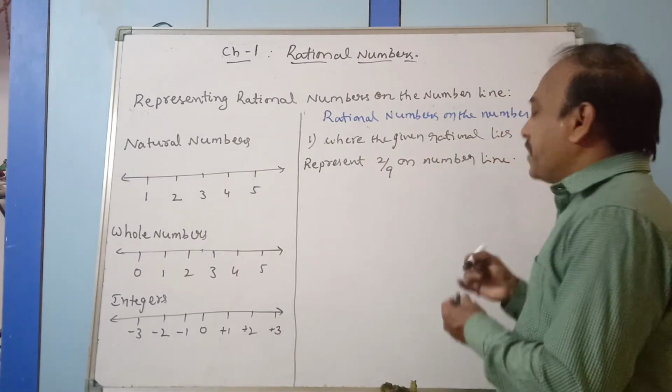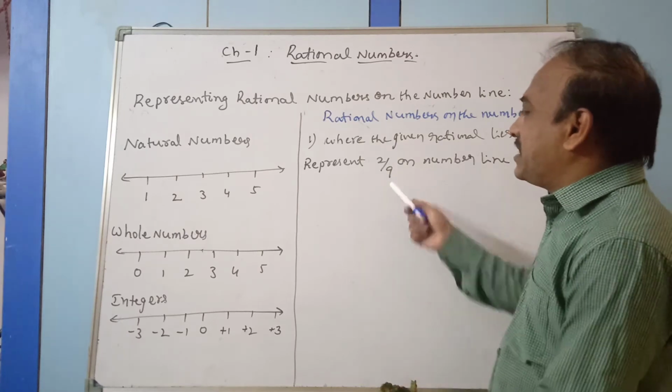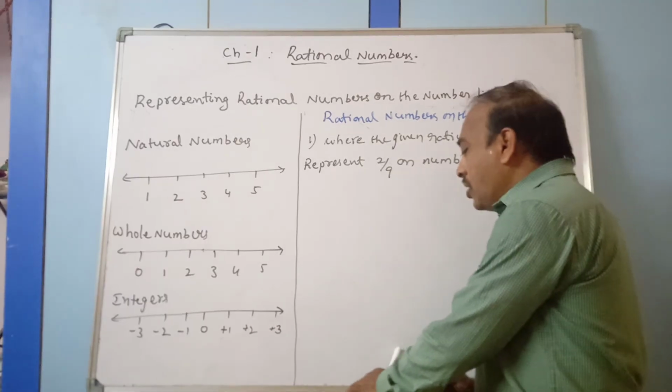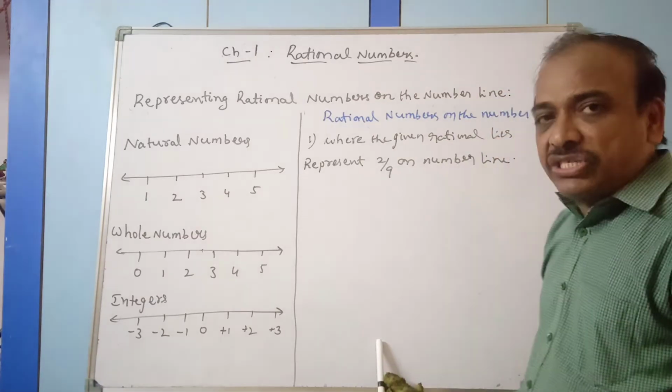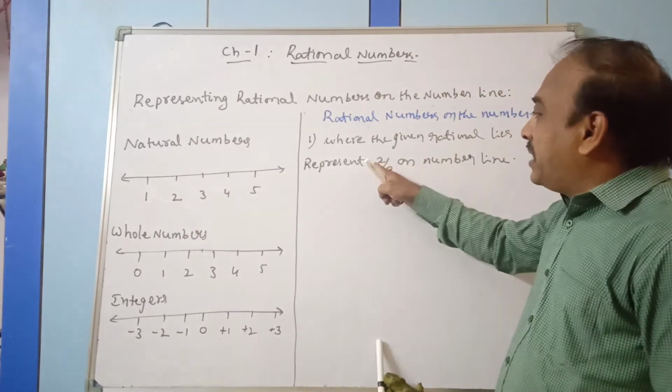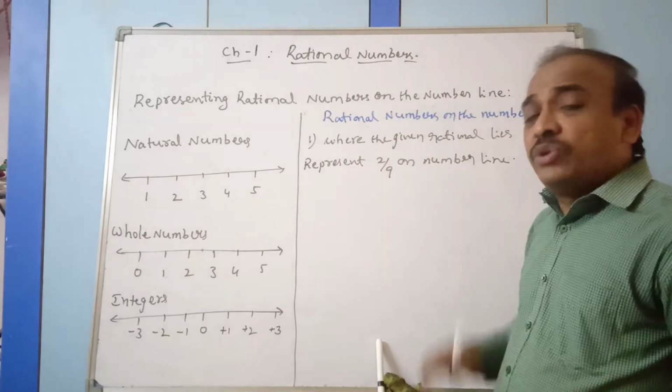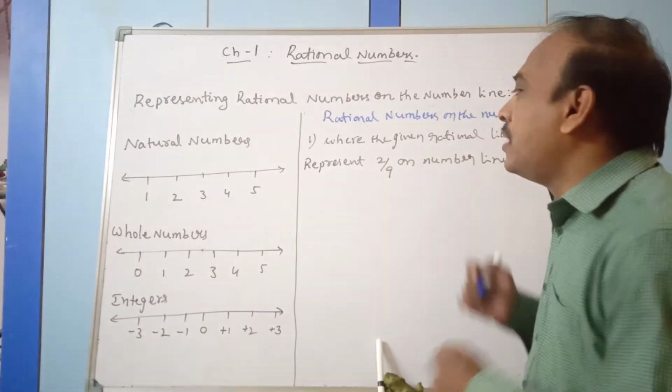Now you see, 2 by 9 means the denominator is how much? 9. So on the number line, it is a proper rational number. Numerator is smaller than the denominator. So it lies between 0 and 1.